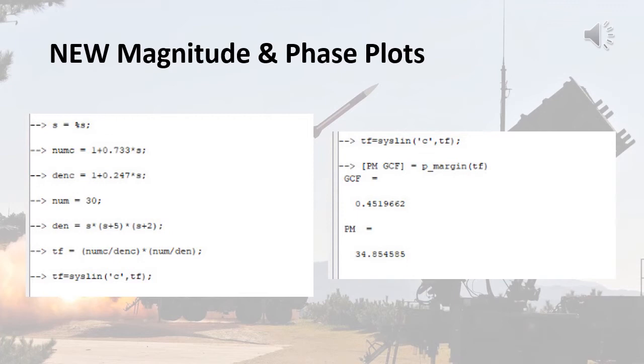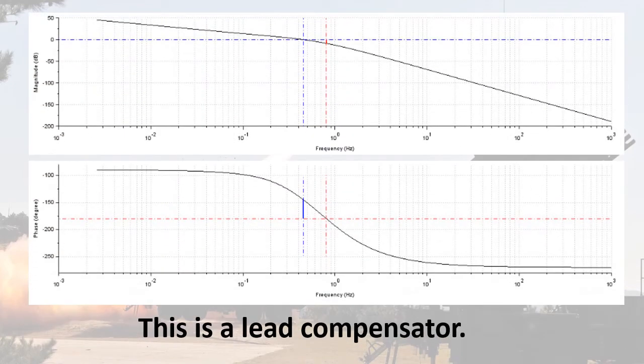Then to get the PM and the GCF, we write P underscore margin of the transfer function. Therefore the GCF is equal to 0.4519662 and the phase margin is equal to 34.854585. As you can see, the phase margin is more than 30 degrees. And in the graph, we can see the new GCF and the new PM are leading the old GCF and the old PM. Also, based on the new Bode plot, we can conclude that the system we are using is a lead compensator. Thank you.